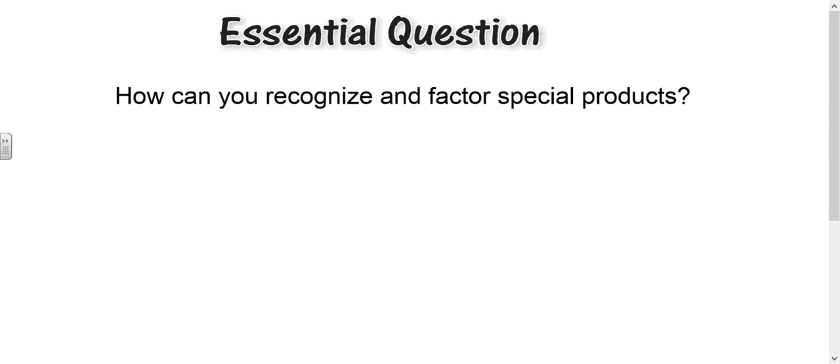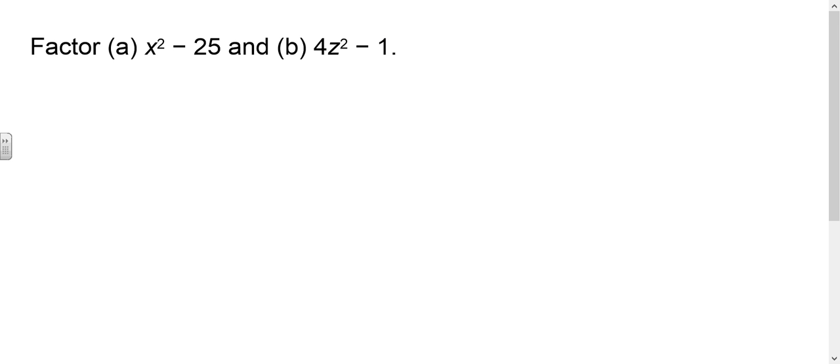All right, today we are going to be factoring special products. So your essential question is, how can you recognize and factor special products? We've got a couple different kinds of examples here. We've got x squared minus 25, and then 4z squared minus 1.